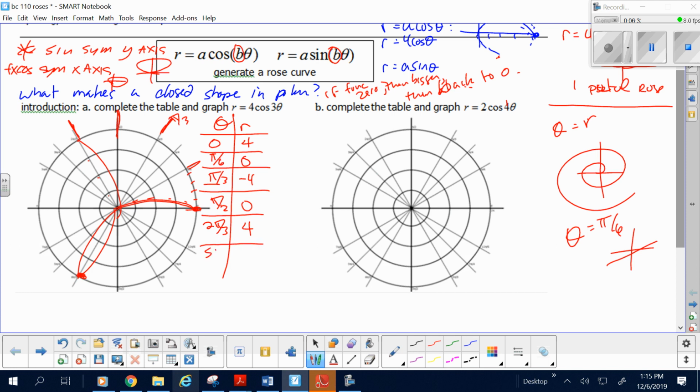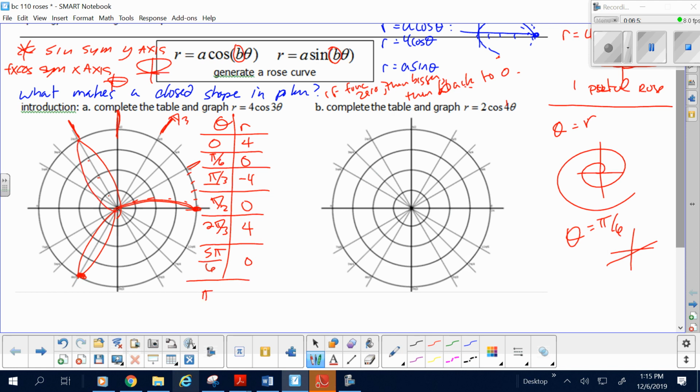At 5 pi over 6, I get cosine of 3 times 5 pi over 6. If the 3 and the 6 cancel, then I get 5 pi over 2. 5 pi over 2 is like pi over 2. What's cosine of pi over 2? 0. So I'm back to the origin.